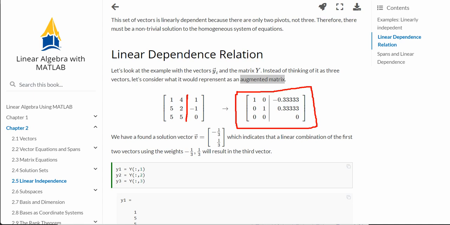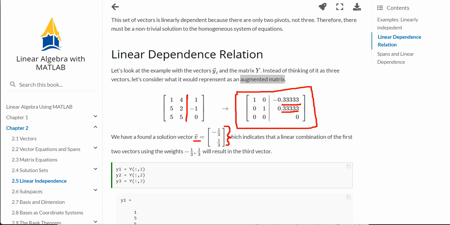And we found this solution vector, and they're using vector v rather than vector x as the solution vector, which is fine. But again, how do I get this 1/3, 1/3? Well, it's right here. x sub 1 equals negative a third, and x sub 2 equals positive a third, which is exactly what we have. And so the third vector is a linear combination of the first two. And the vector v is the one that makes it equal.